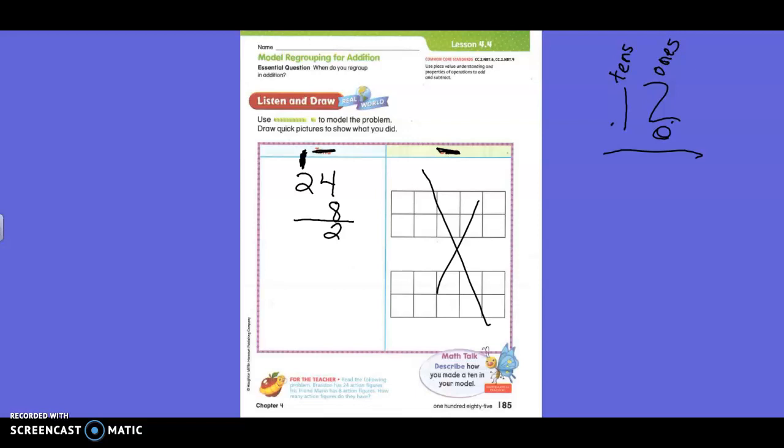We have a 2 and now a 1. What is 2 plus 1, everyone? 3. So that goes under here. Okay, so what is our answer? How many action figures do they have together? 32. Okay, go to the next page.